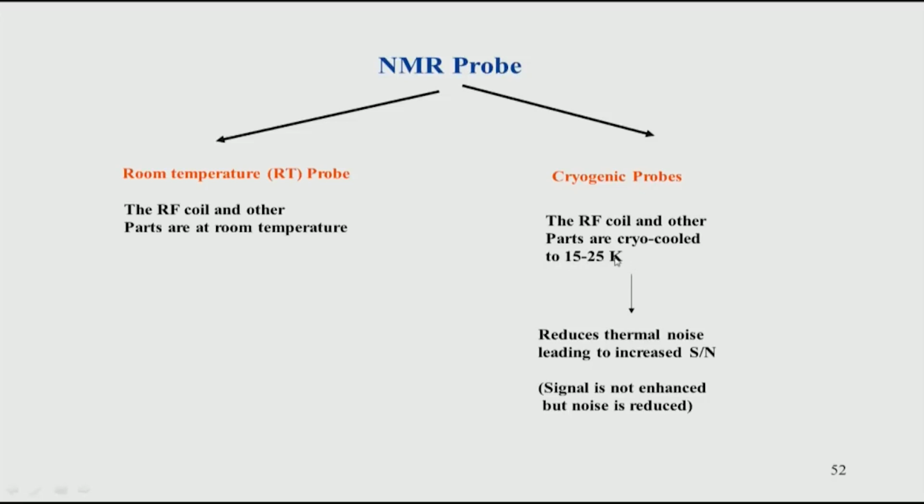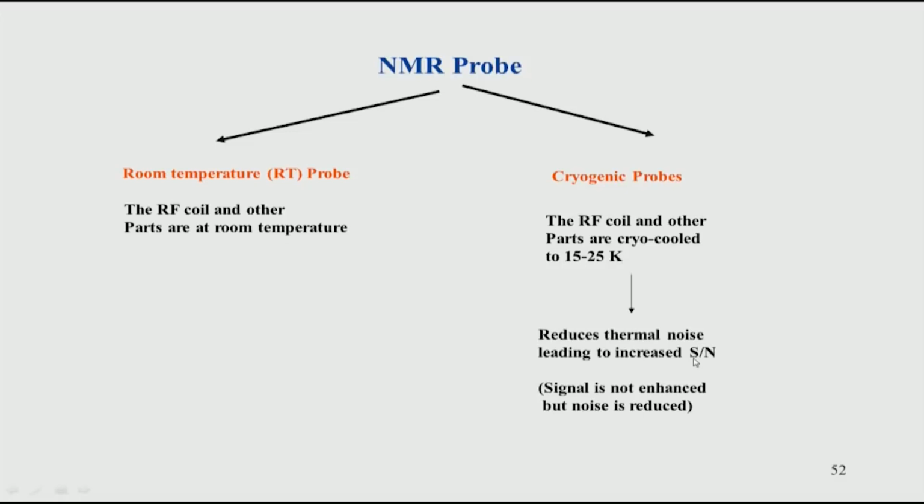And why is that done? This is done because when you cool an electronic system, you decrease the noise. The thermal noise is reduced, and therefore, when you look at signal to noise, if the denominator, the noise, goes down, the signal to noise goes up, because noise is in the denominator. So, this is what we are trying to achieve.